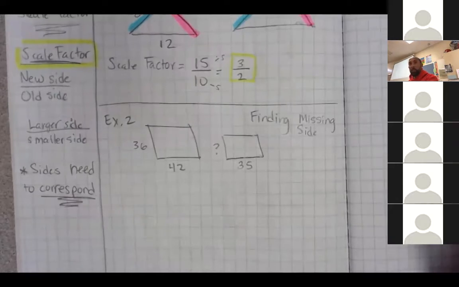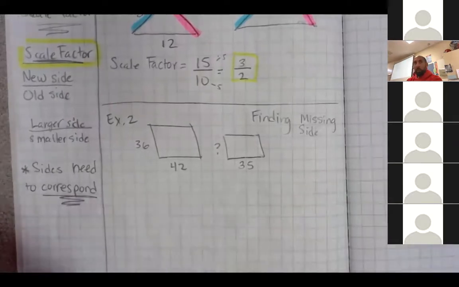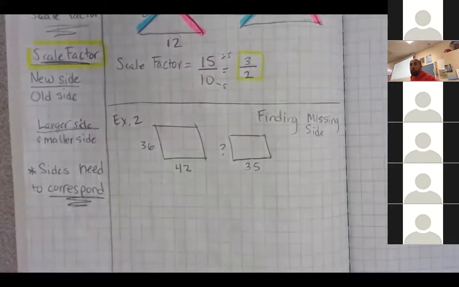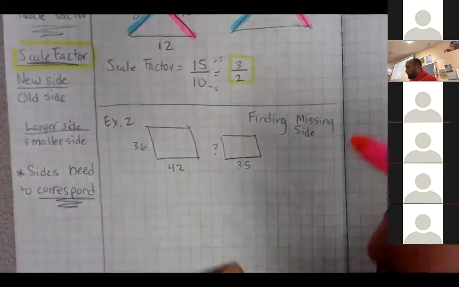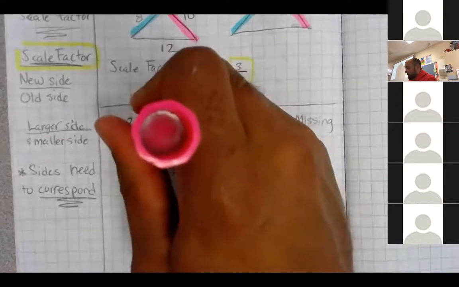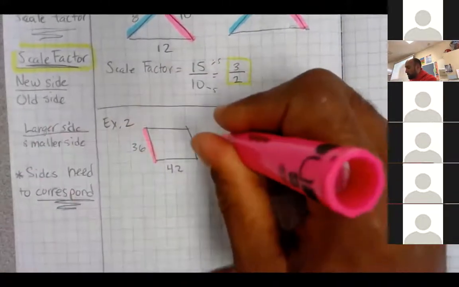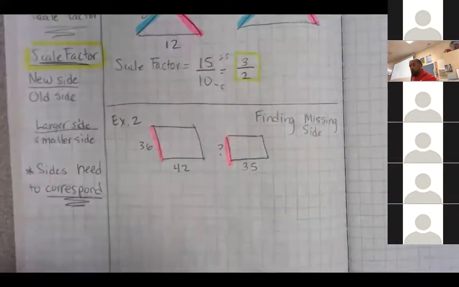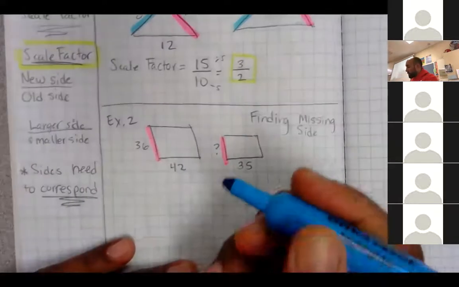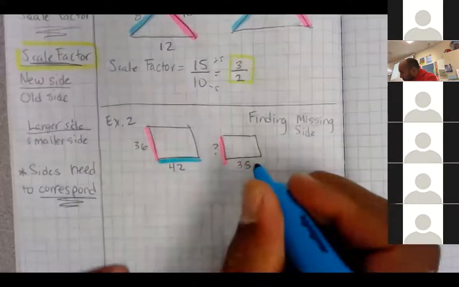Now, again, corresponding sides. So first, before I start, I'm going to figure out which ones correspond. Well, in the worksheet, it's pretty easy to identify because they're kind of lined up with each other. But the 36 corresponds with the missing side. And the 42 corresponds with the 35.